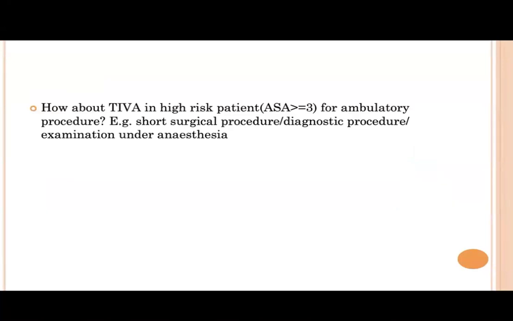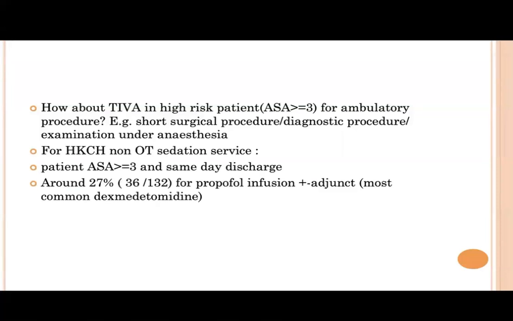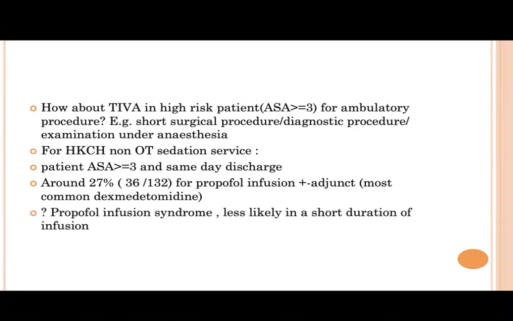So how about patients receiving TIVA who are high risk and at the same time having an ambulatory procedure? From my hospital data, 27% of the patients received TIVA with or without an agent, mostly dexmedetomidine. How about the remaining 70% of patients? Those patients also rarely use sevoflurane. The most common technique is the infusion of dexmedetomidine plus or minus other agents, including ketamine and midazolam.